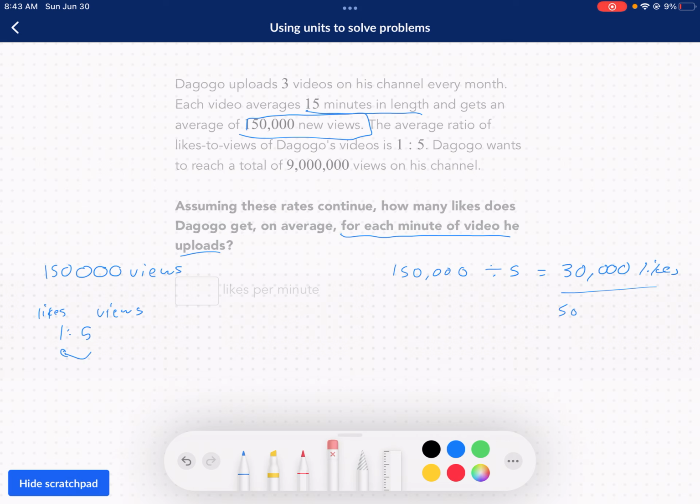Oops, I'm so sorry, not 50,000. Where did I get that from? By 15. So this is per minute. So now we have the likes per minute, right? Assuming these rates, how many likes does he get for each minute he uploads?